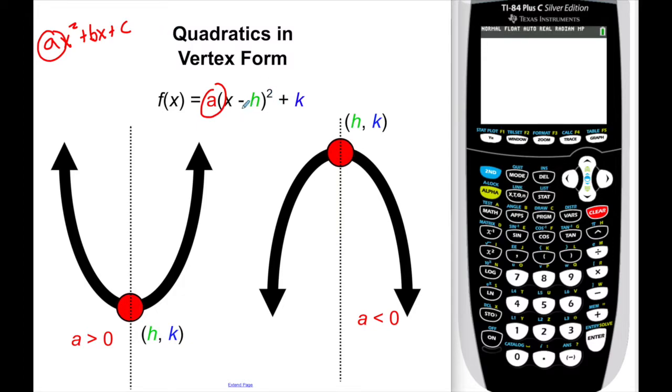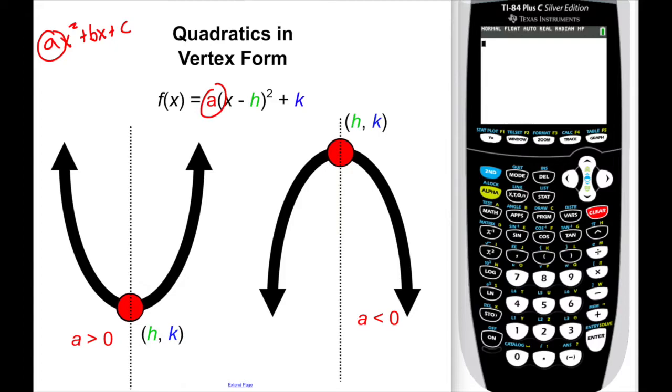The other thing we noticed was that h and k are always the coordinates of the vertex. For example, as you see here, a positive a makes a smiley face, or upwards facing parabola, with a minimum vertex, and a less than 0 makes a sad face parabola, so to speak, with the vertex as a maximum. Remember, we talked about positive a, happy, smile. Negative a, sad.